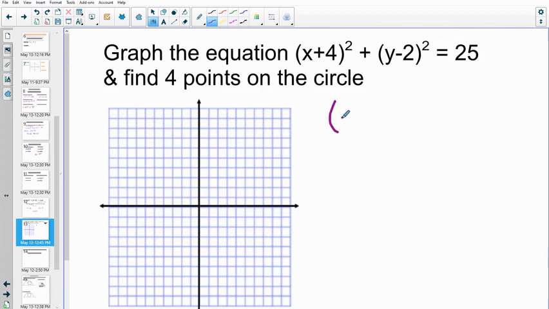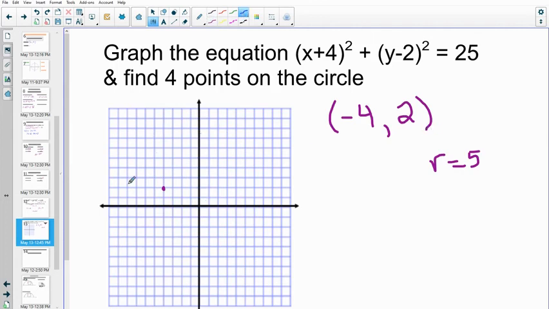The center is at -4. x plus 4 is the same as x minus -4, so the x value is -4. y minus 2, the y value is 2. And then my radius is 5. So the point -4, 1, 2, 3, 4, up 2, there is my center. And then my 4 significant points.